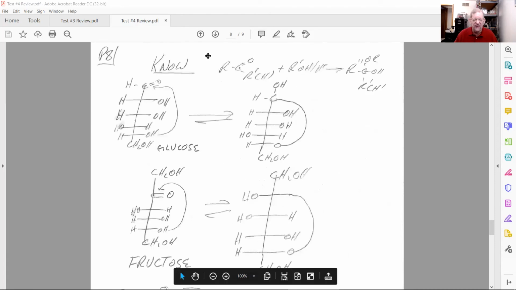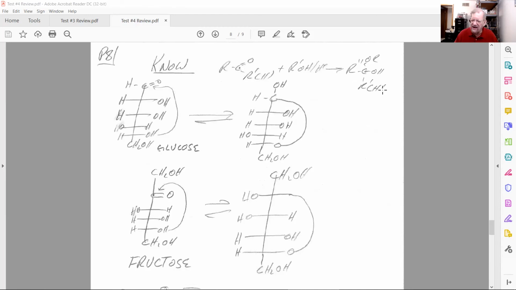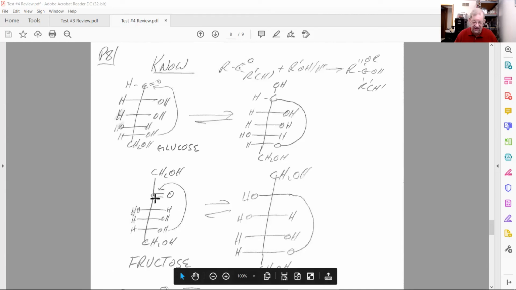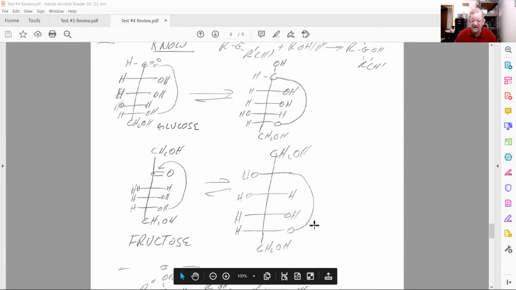Now, here are 2 important equilibria you should know. You take an aldehyde or ketone, alcohol plus acid catalyst, get an acetal or ketal. But since the alcohol in glucose is in the same molecule with the aldehyde, you don't need an acid catalyst, you have an equilibrium, and you get this hemiacetal, the glycosidic form of glucose. And if you do fructose, same thing, except now you have a ketone, carbonyl here, and you get this hemiketal.